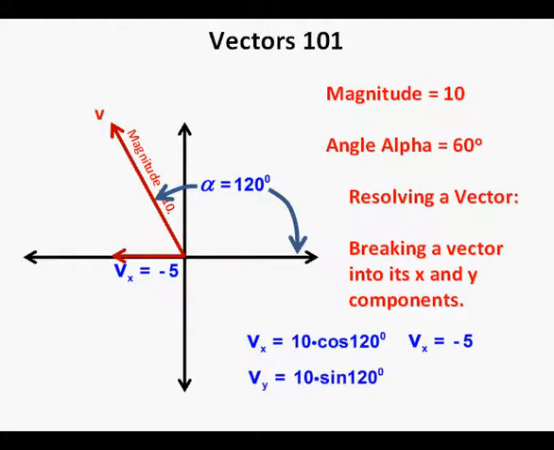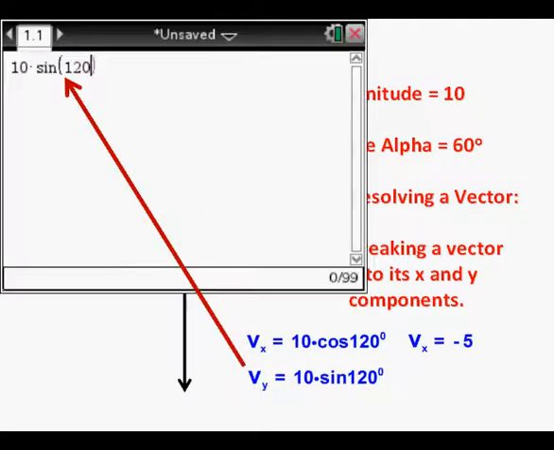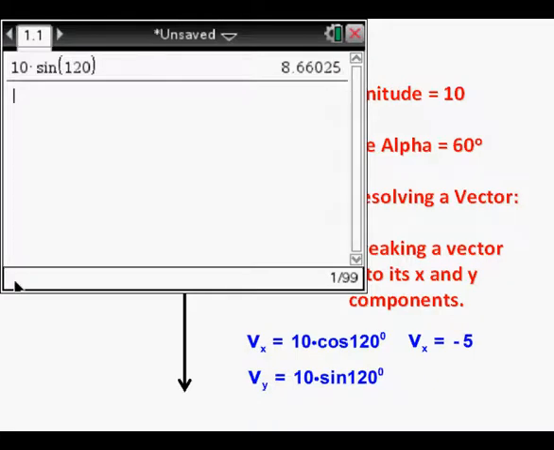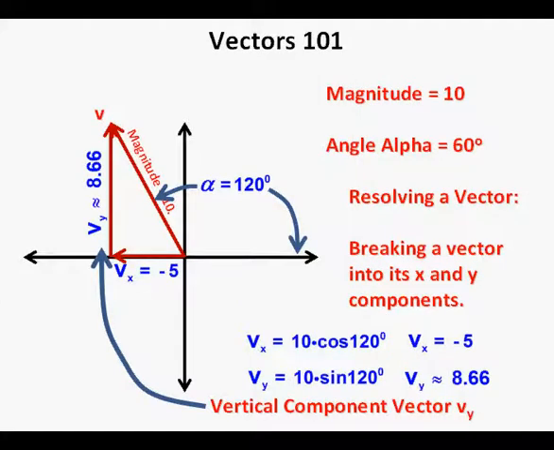Looking now at the vertical component vector, we have v sub y equals 10 times the sine of 120 degrees. And we place this expression into our calculator, press enter. We get about 8.66. This is really 10 times the square root of 3. So we write v sub y is approximately equal to 8.66 units in magnitude. And we can now draw the vertical component vector v sub y. These items we call rectangular components.